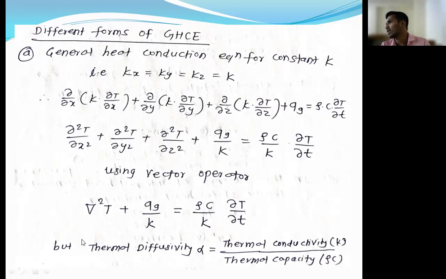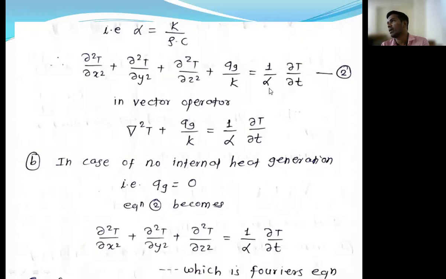As we know, thermal diffusivity is nothing but thermal conductivity divided by thermal capacity. We put this value into this equation and we get the equation as 1 upon alpha times dou T by dou t. So this is the general heat conduction equation.